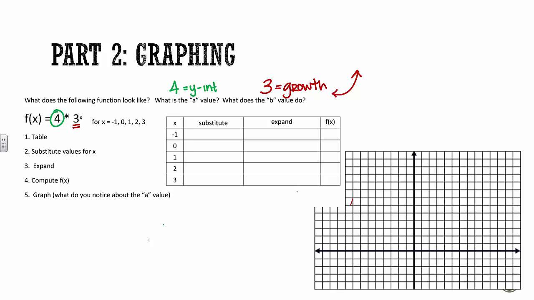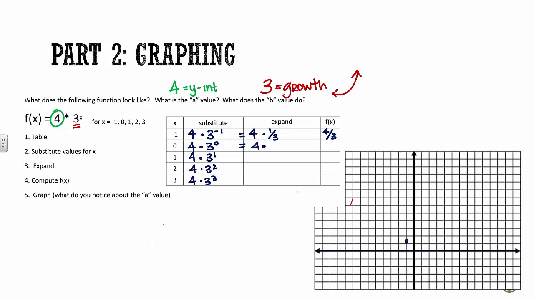They told us what x values to plug in. So I'm going to plug in -1. I'm going to plug in 0. Plug in 1, 2, and 3. So this first one, remember this means that you have 4 times 1/3, which when you multiply together you get 4/3. So if I go to graph that, I'm going to go over 1, up about 1 1/3. So there's my first point.